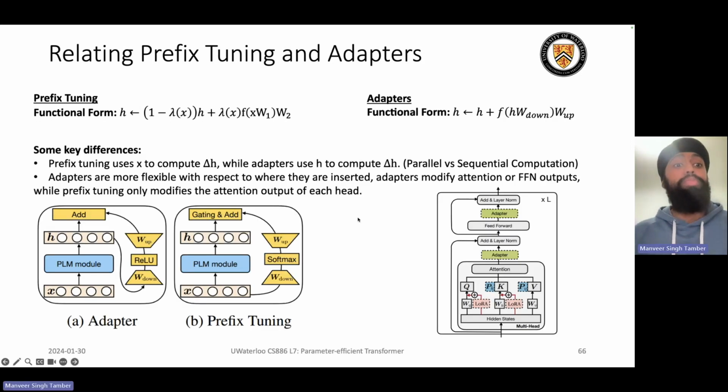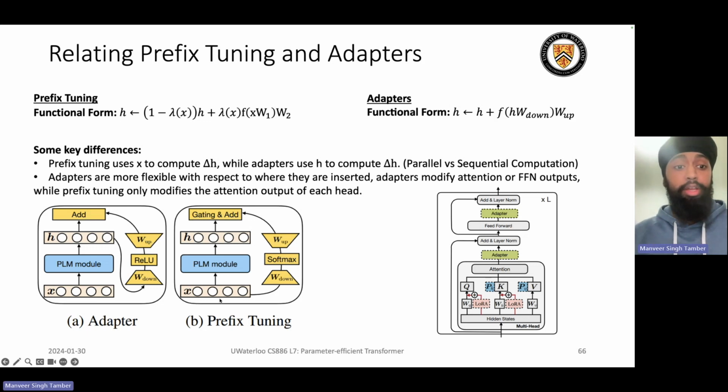Now we have these very similar functional forms, but there are some key differences. One is that prefix tuning uses x to compute the change to h, while adapters use h to compute the change to h. And so there's a difference there in parallel versus sequential computation. That might be easier to understand if you look at this graphic, where in adapters, we first pass the inputs x through the PLM module to get h, and then that h is taken into the second adapters branch to compute the new h, the new hidden state.